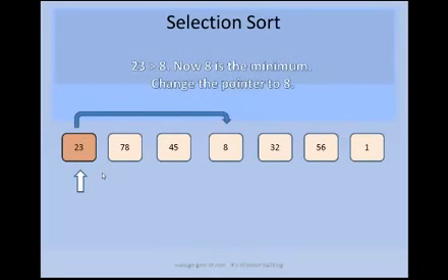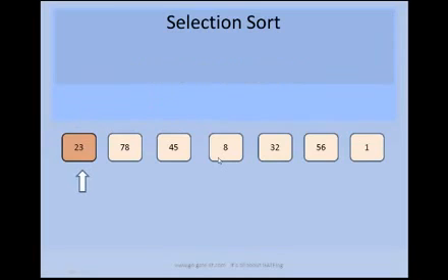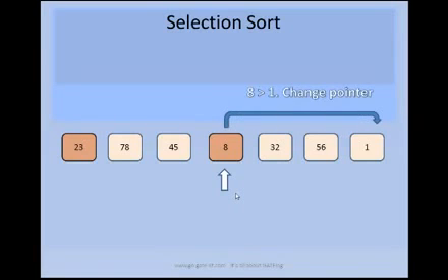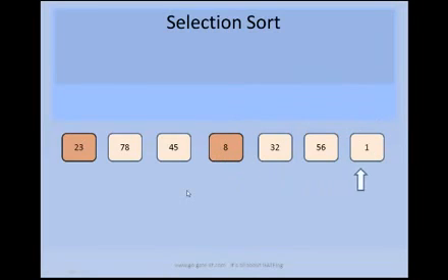In this case we will change the minimum pointer to point to 8. So we update our minimum pointer to point to 8. Now our next goal is to compare the rest of the elements of the sequence with the current minimum element. We see that 8 is less than 32, 8 is less than 56, but 8 is greater than 1. So 1 is the least element, lesser than 8, and we will change the pointer again to point to 1.